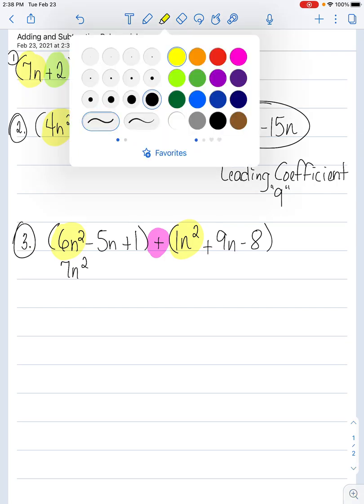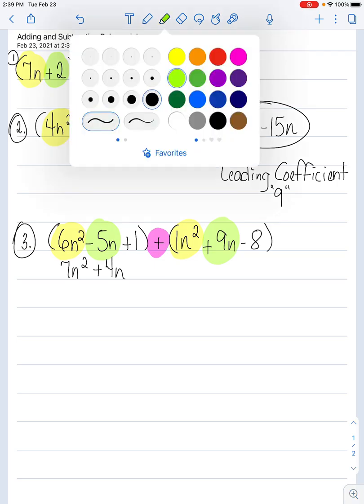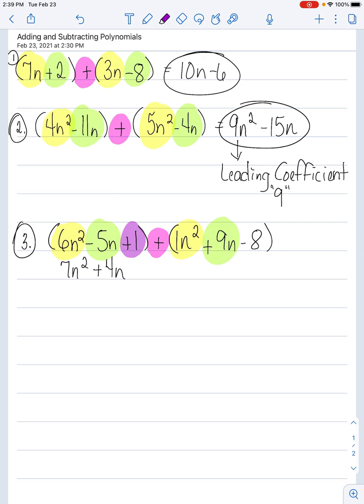The next term that I notice is negative 5n. Is there an n in the second set, or the second parentheses? Yes. So negative 5n plus 9n is going to be positive 4n. I'm using my integer rules to help me combine. And now I have two constants, plus 1 and minus 8. My signs are different, so I subtract, keep the sign of the bigger number, so negative 7. So my simplified polynomial is 7n squared plus 4n minus 7. My leading coefficient in this case is 7. Now let's do another one.